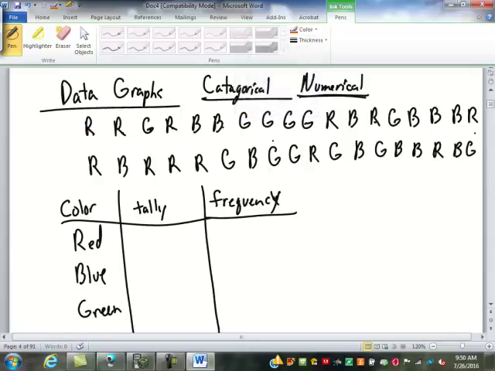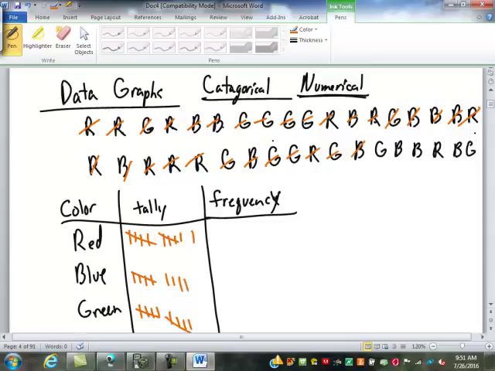So I've got 1, 2 reds, a green, a red, 2 blues, 4 greens, a red, a blue, a red, a green, 3 blues, a red, a blue, 3 reds, a green, blue, 2 greens, a red, a green, blue, green, 2 blues, a red, a blue, and a green. How many of you would have guessed it was going to come out that close?